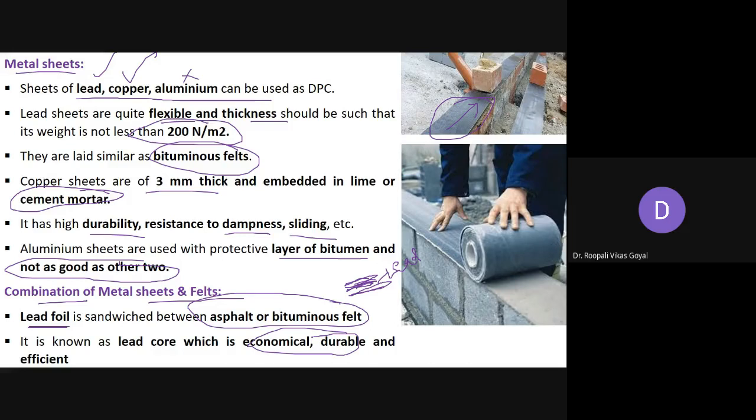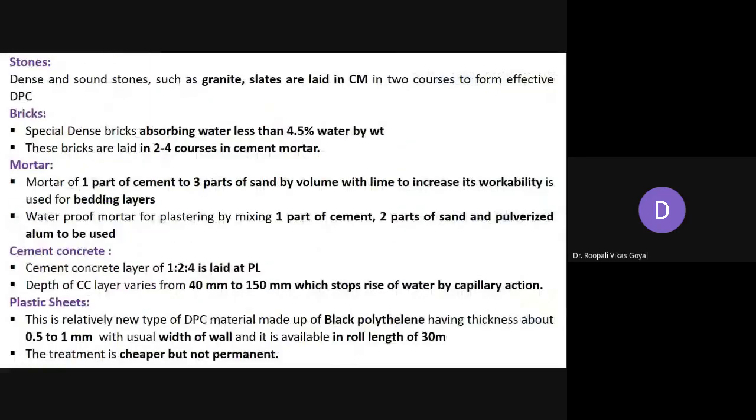So this combination of bituminous sheet as well as metal sheets that can be also utilized by sandwiching lead in between the bituminous or asphalt sheet. Other normal building material that we are using in normal construction, they can be also used as a DPC layer. So this dense and sound stones such as granite or slate, they can be also laid in cement mortar in two course to form an effective DPC material. These bricks can also be used as a DPC material.